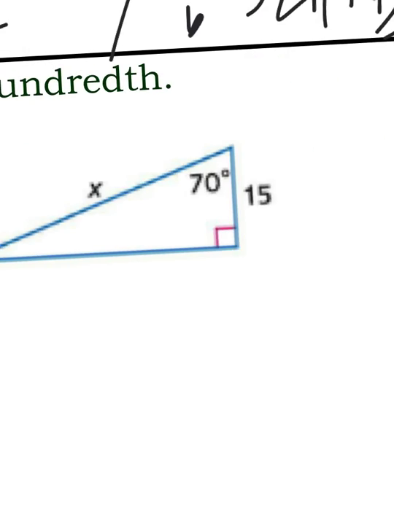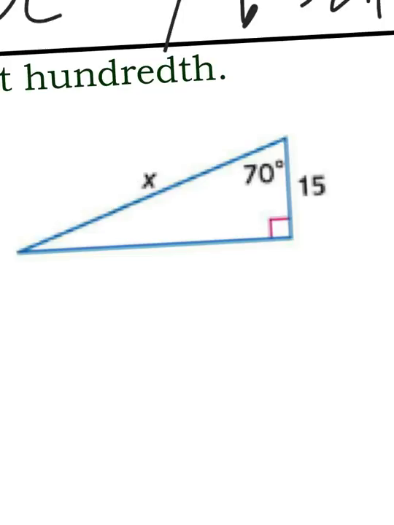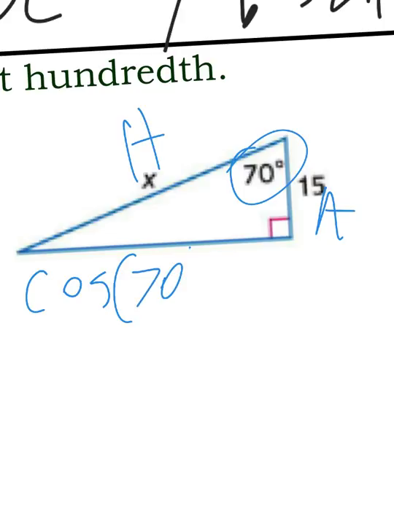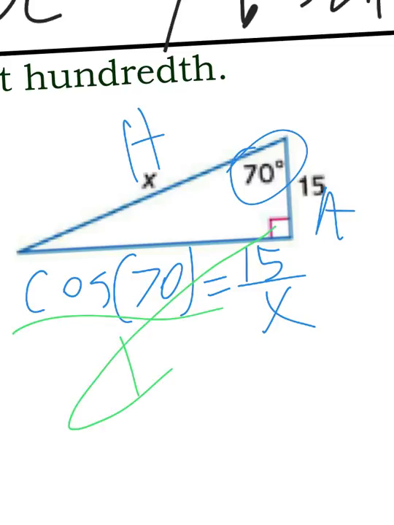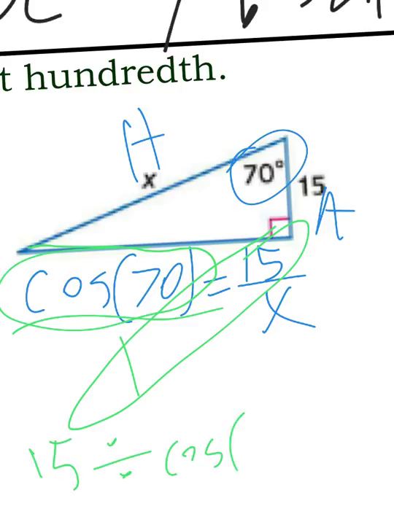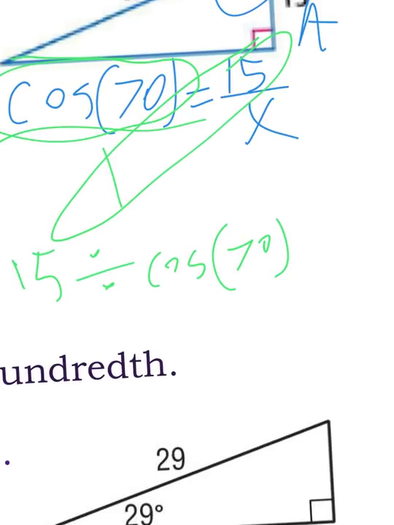This one, let's say 70. This is adjacent to it. This is the hypotenuse. So I'm going to use cosine. Cosine 70 equals 15 over x. Throw this over 1, cross multiply. Now it's 15 times 1 divided by cosine 70. So 15 divided by cosine 70 will give me my answer. Type that in. We're going to get 43.86.